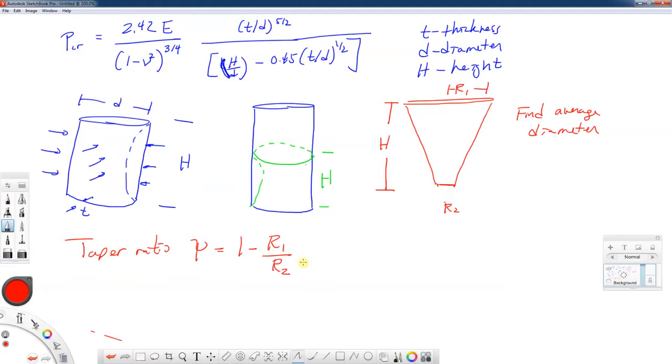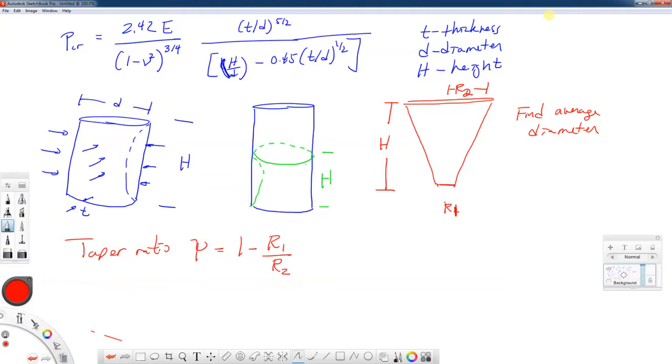Of course, if you have that taper ratio of 1, that means R1 vanishes compared to R2. Let me fix this. This should be R2 up here. It should be R1 down on the bottom. If you have R1 over R2 such that R1 vanishes, then you have a taper ratio of 1. If you have a perfect cylinder, you have a taper ratio of 0. And so there's a correction factor that you can apply.